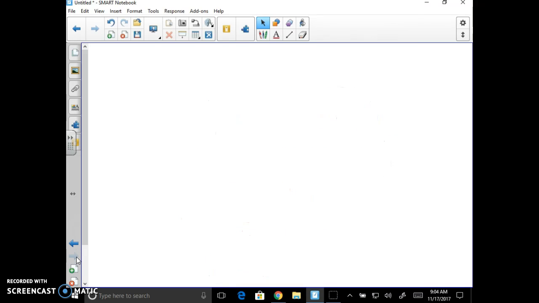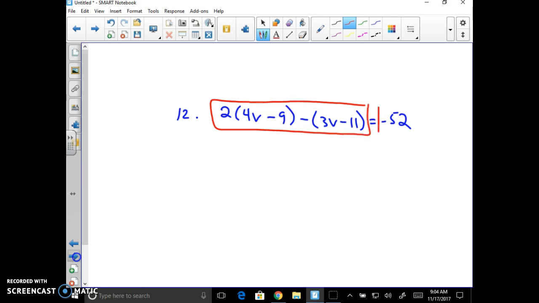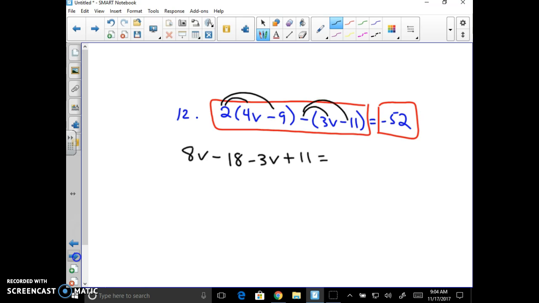Maybe I do have enough time. Number 12. 2 times 4v minus 9 minus 3v minus 11 equals negative 52. Let's put a box around this side. Box around this side. Let's do our distributive property first. 8v minus 18 minus 3v plus 11 equals negative 52. Put your box around it.